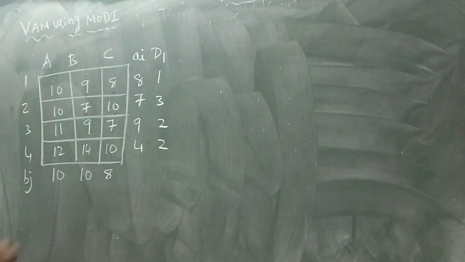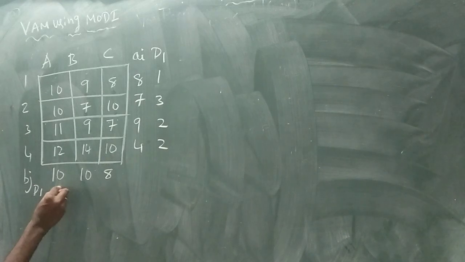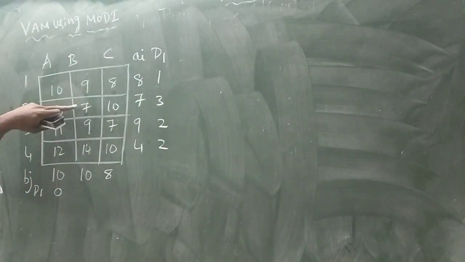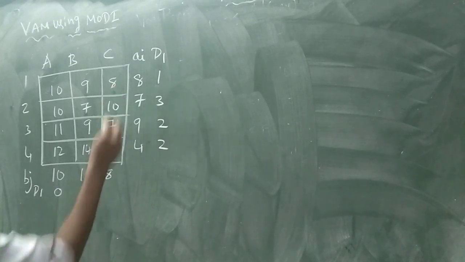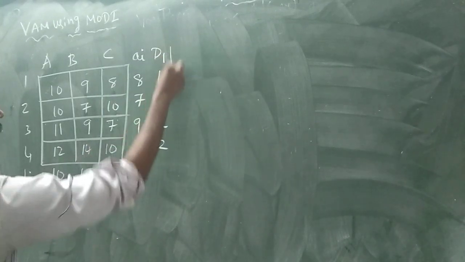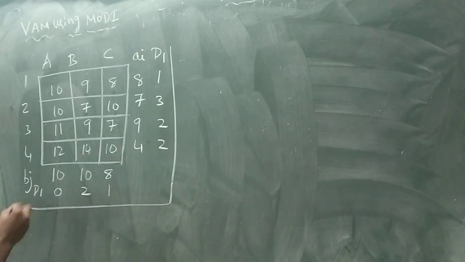In the same way for columns. Column D1: least value is 10, again 10, so the difference is 0. Second column: 7, 9, difference is 2. Third column: 7, 8, difference is 1. Now which one is the highest value?